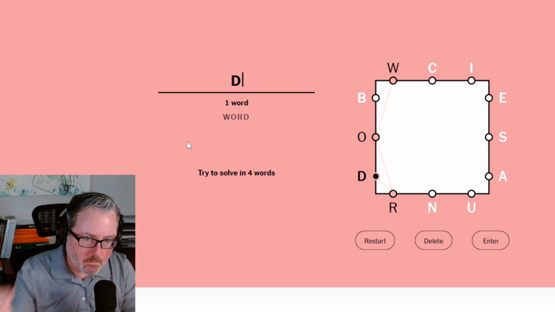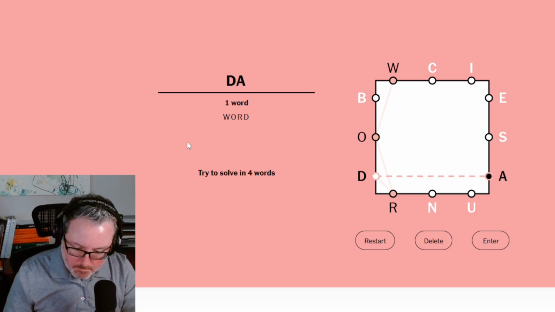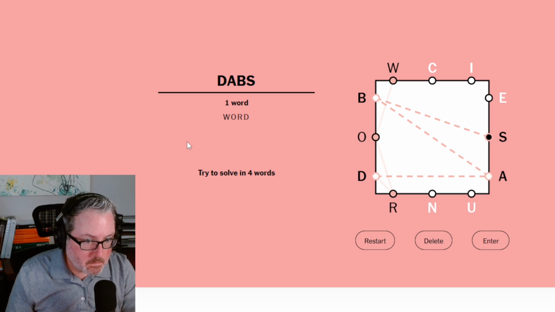I think I need to go over to the other side. So D, A, B, S, dabs. In Q, I don't think that's a word. I mean, incur wouldn't work because it's U and R together. Dabs. If I did dabs, I have to start with the S. I'd have since.